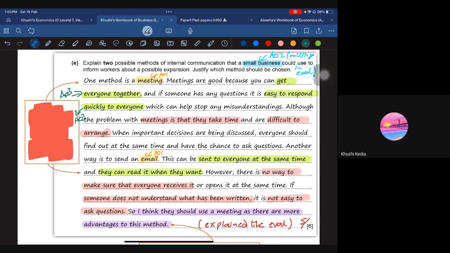Now coming to the second side, he said that this can be sent to everyone at the same time and they can read it when they want. Does this seem to be an analysis? Yes, sir. Okay. Then he says, however, there is no way to make sure that everyone receives it or opens it at the same time. If someone does not understand what has been written, it is not easy to ask questions. Is that considered to be a point for the analysis again? Yes, sir. Okay, I get it.